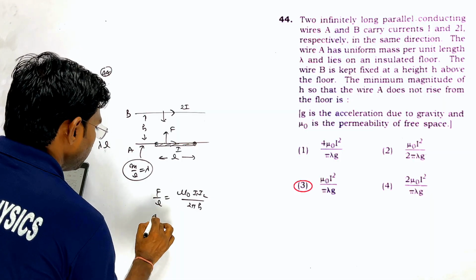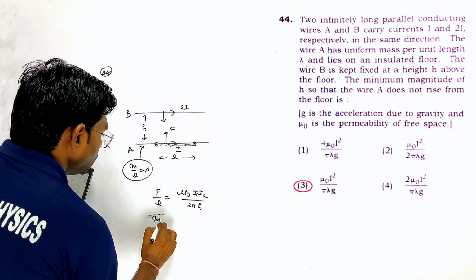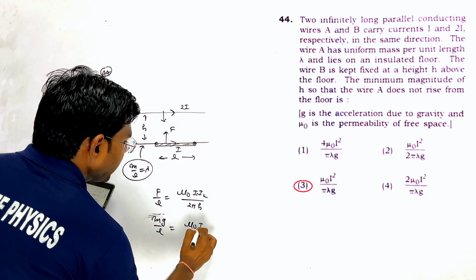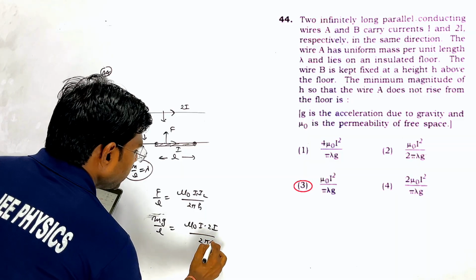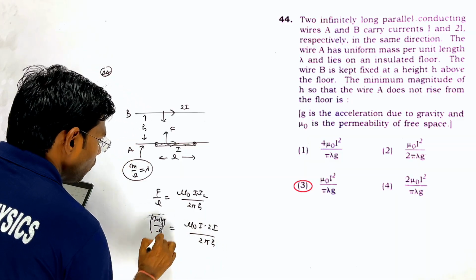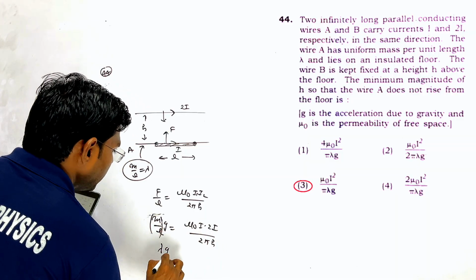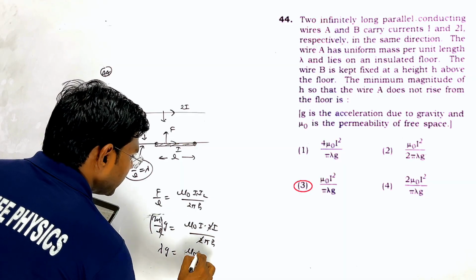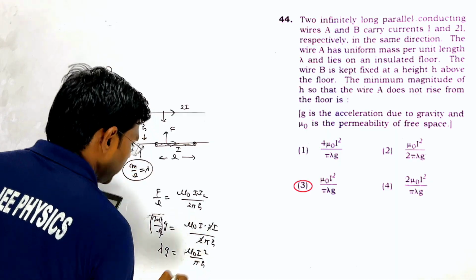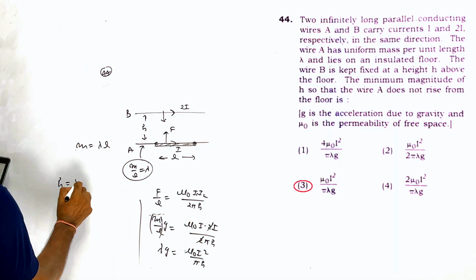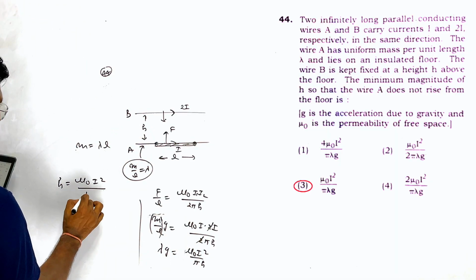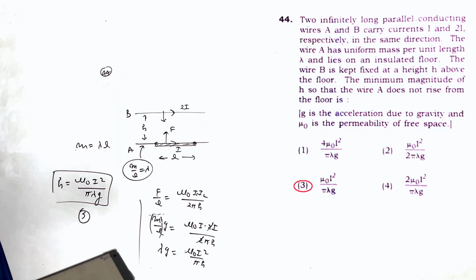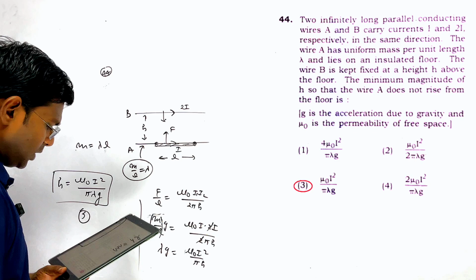So the force must be equal to m into g, right? Mg by L is equal to mu naught I into 2I upon 2 pi into h. And m by L, what is the m by L? It is lambda. So lambda g is equal to mu naught, the 2 will cancel, and this is I square upon pi into h. So what is the h? h is equal to mu naught I square upon pi lambda g. Which option is the correct option? Third option is the correct option. If you have done correctly, comment your answer.